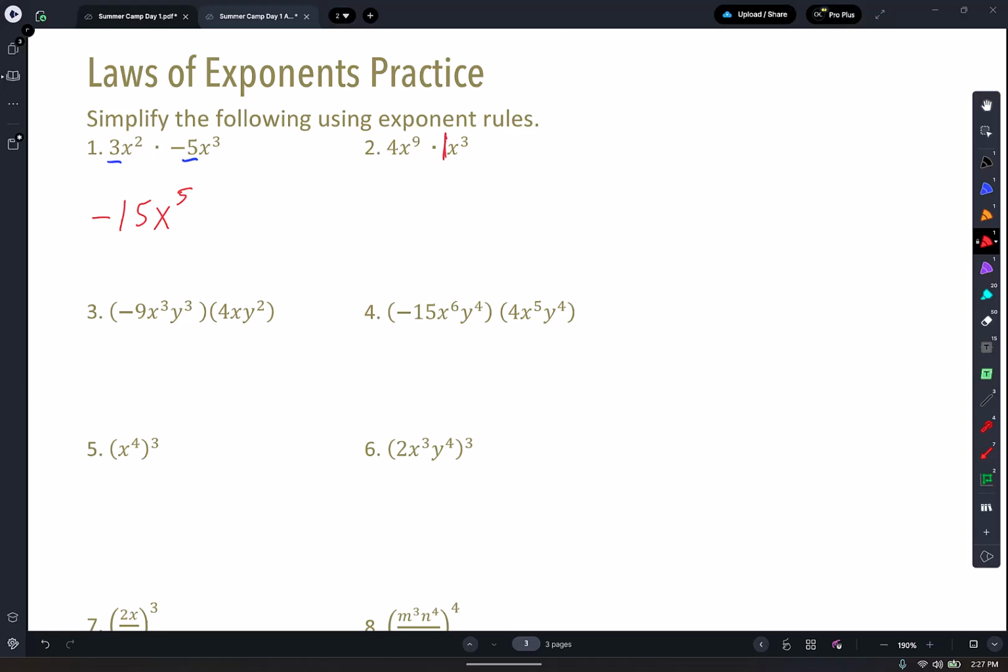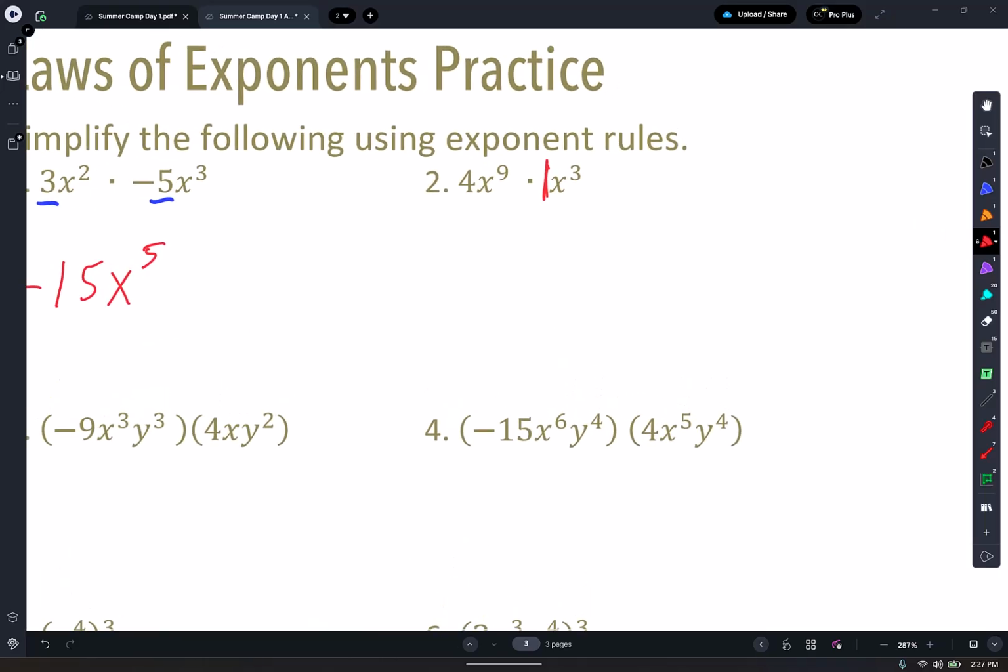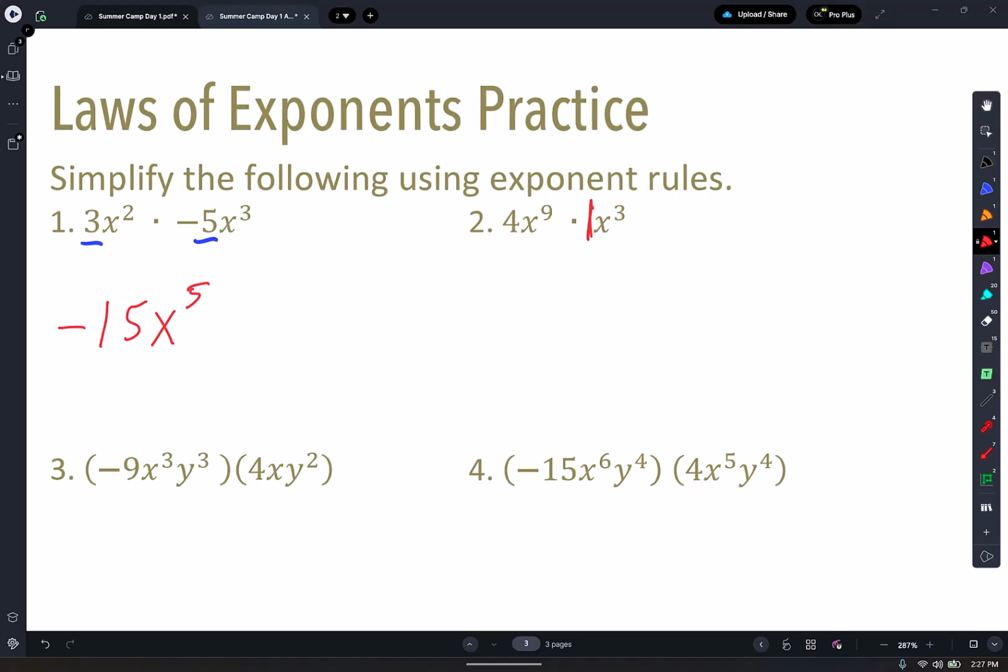This is like a 1 in front of that x cubed. I know that it doesn't come out very dark, guys. Here's how it looks. 4 times 1. 4. X to the 9 times x cubed. X to the? X to the 12. No. That's always it's power raised to a power.